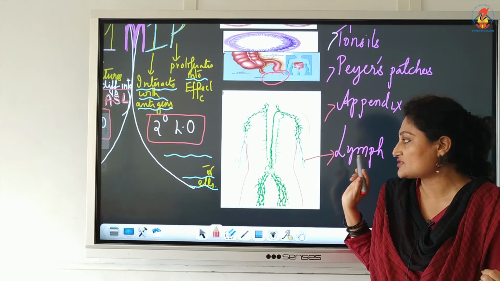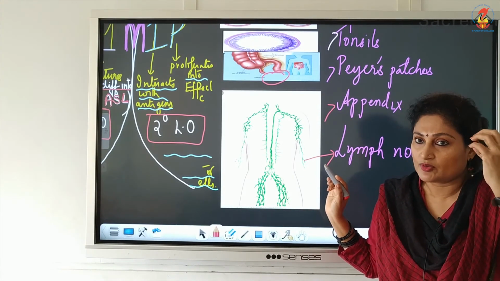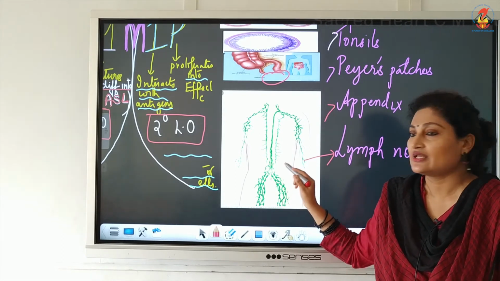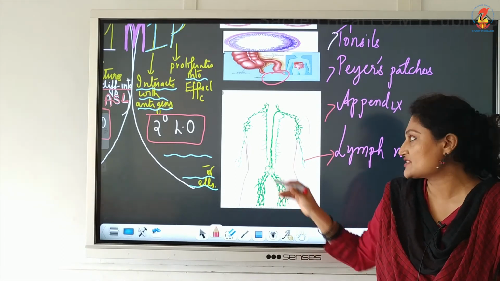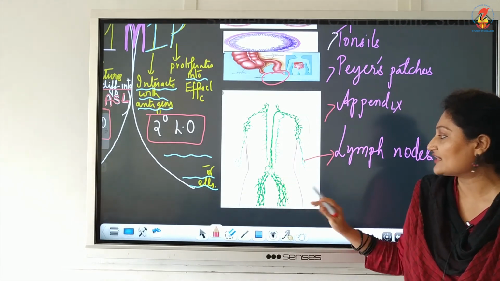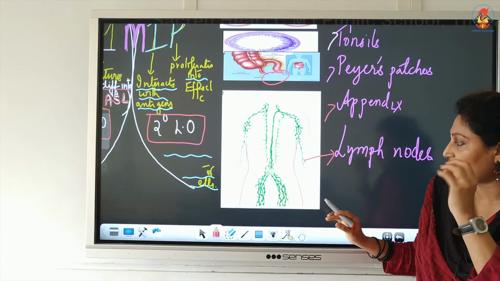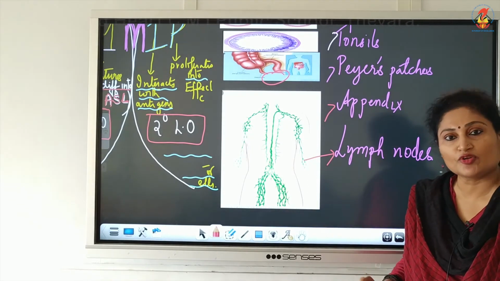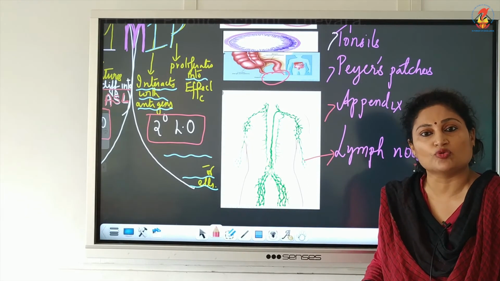Once again, lymph nodes are globular or solid structures found throughout the lymphatic system. The lymphatic system comprises a number of lymph vessels. See in green, the lymphatic vessels with a number of these solid structures which filter the microbes. And also these lymph nodes, like the spleen, contain lymphocytes.